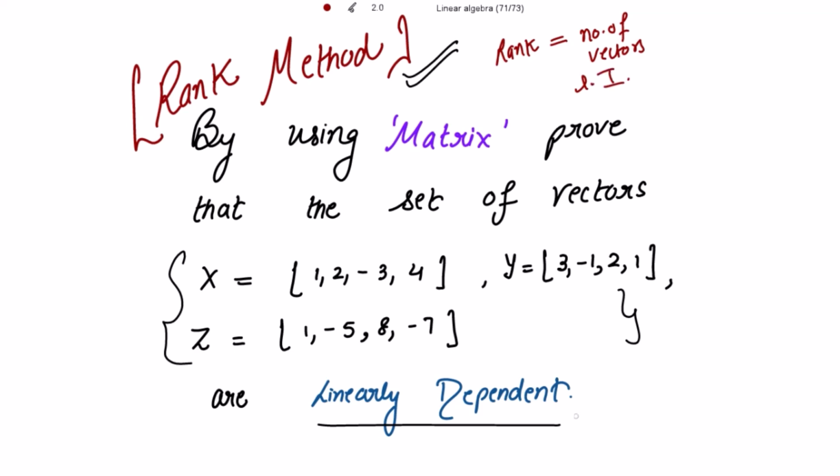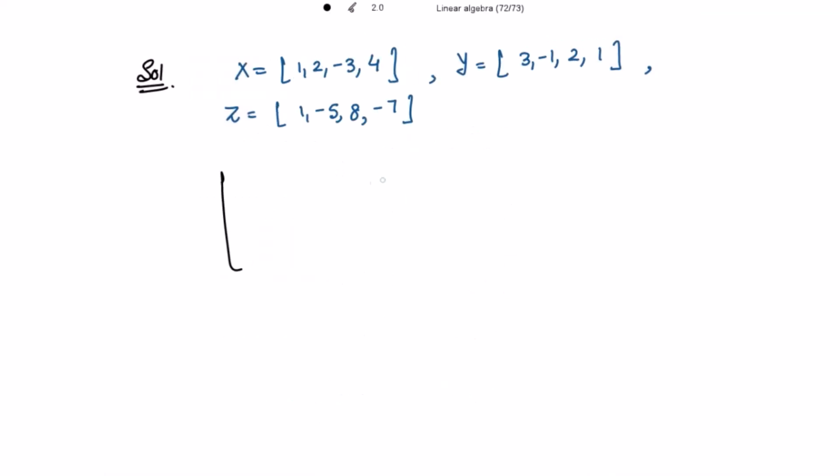We need to show that the vectors are linearly dependent. For that, I need to get the rank of the matrix to be less than the number of vectors. How many vectors are there? There are 3 vectors. So the rank of the matrix should be strictly less than 3, either 1 or 2, right? So first we need to put all these vectors in the matrix format.